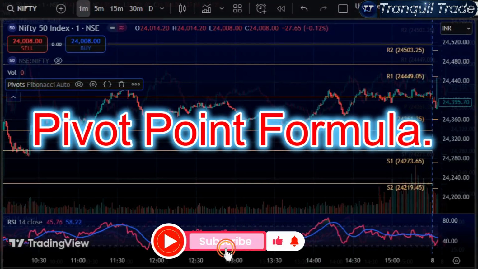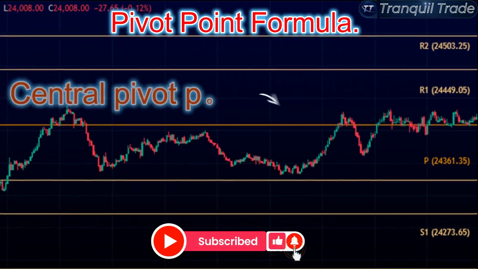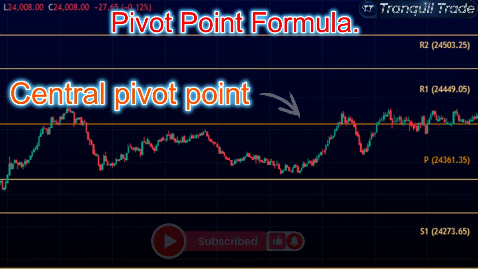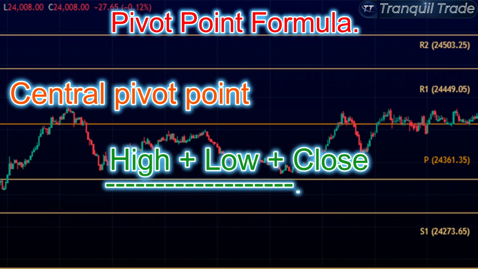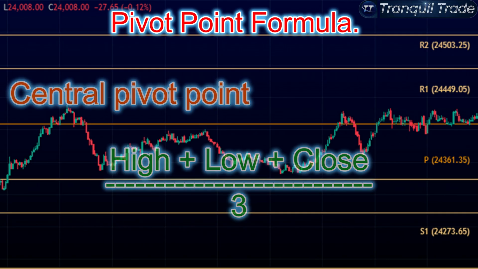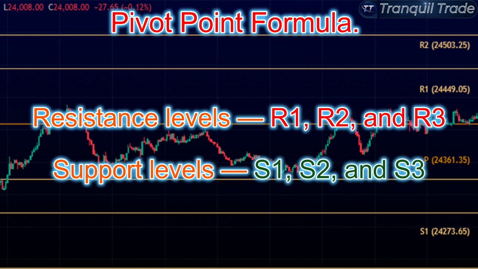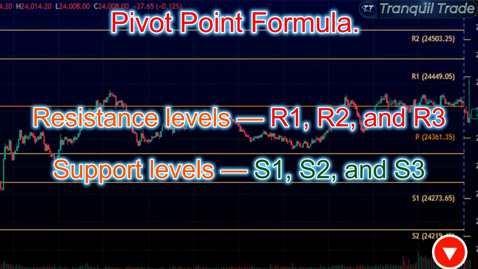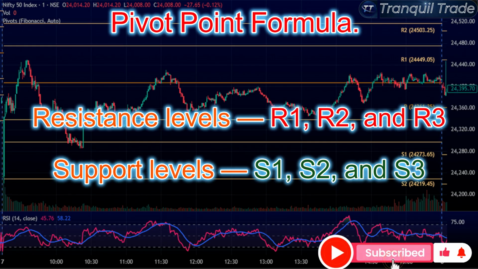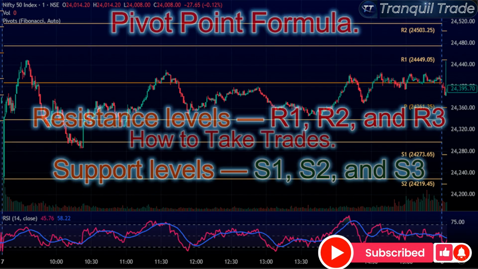Pivot point formula. The central pivot point is calculated as high plus low plus close divided by 3. From this, we calculate resistance levels R1, R2 and R3 and support levels S1, S2 and S3. These act as guideposts for potential entry and exit levels.